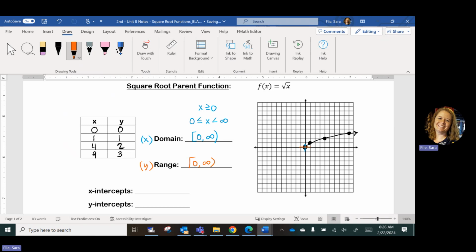So the range is the same as the domain. In interval notation, they look identical. What's going to change in inequality notation? Yeah, it will be y's instead of x's. So you could write it like this, saying y is between 0 and infinity and includes the 0, or just y is greater than or equal to 0. Those would all be correct ways to write your range.